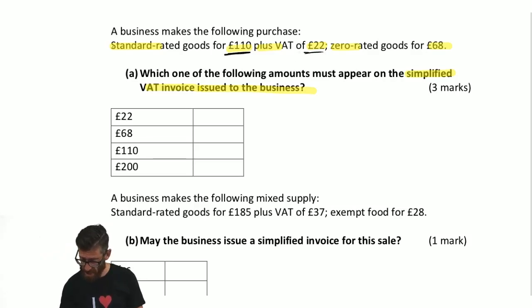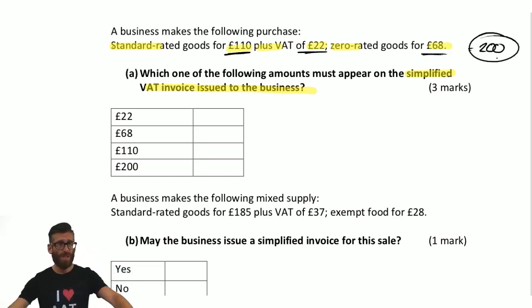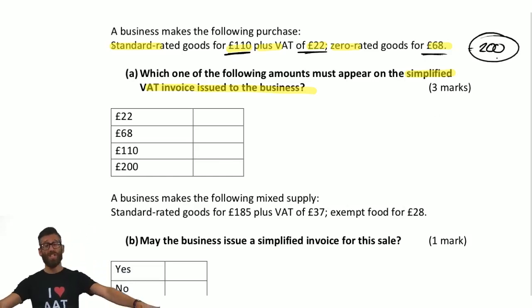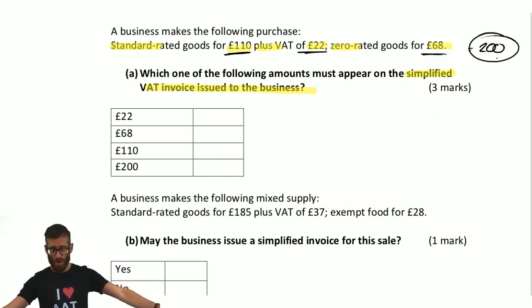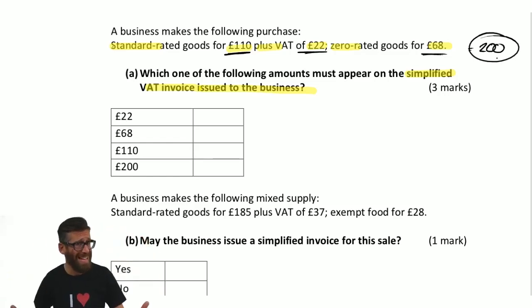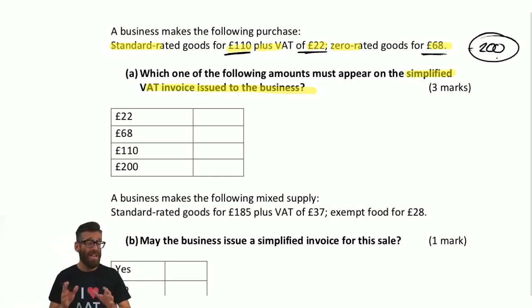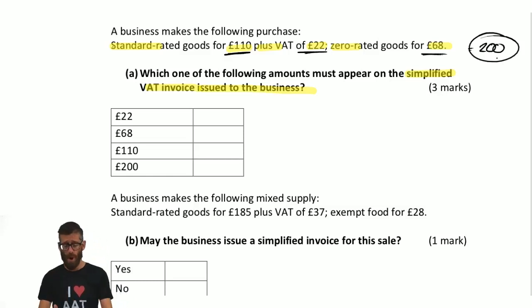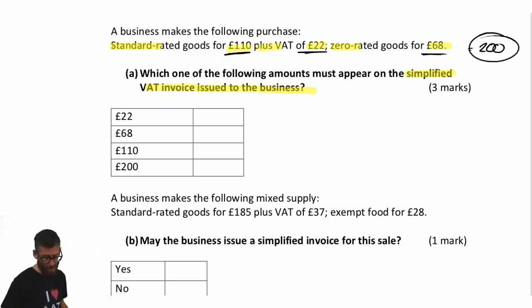110 plus 22 plus 68 does in fact give us 200. Well, you're in the exam, the assessment, and you have lost track of what is a simplified invoice, which is highly understandable because there's a huge amount of information that you need to retain, and the AAT is very much aware of that, which is why they provide you with this wonderful guidance document. So use it.